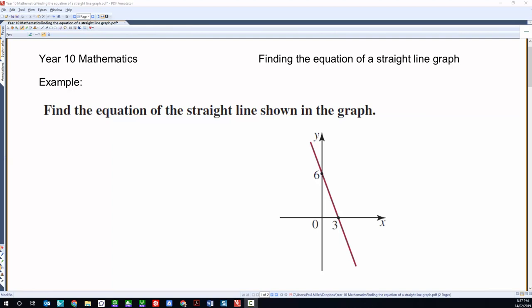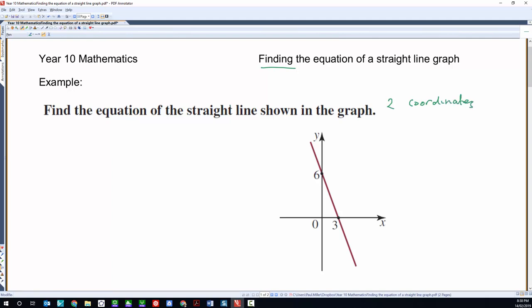to hear my voice. So in this video here, what we're going to do is, as the name suggests, find the equation of a straight line graph. Okay, so basically what we're doing is we're looking at an already drawn graph or two coordinates, and what we want to work out is what is the equation of that line, or what is the equation that matches that line. So it's really important that we understand that to do this, we need two coordinates.